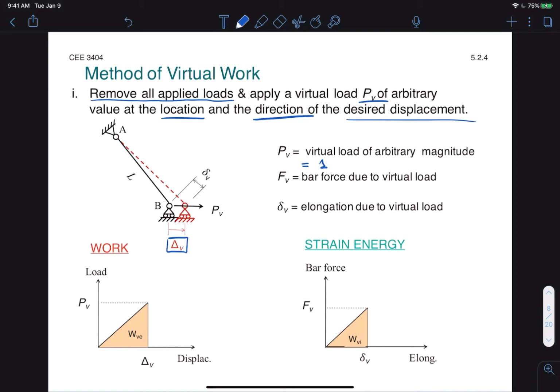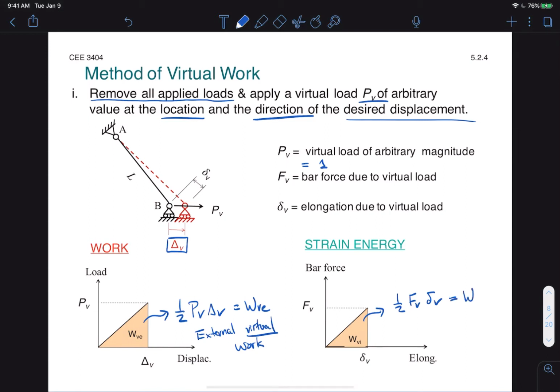Okay, so now we have a force displacement curve, P sub V versus delta sub V, but it's still a triangular shape. So that area there is 1/2 P sub V times delta sub V, and this we denote as W sub VE for external virtual work. Notice that V now denotes the virtual system, and similar thing on the other side, the area under the curve is equal to 1/2 F sub V times little delta sub V, and that we denote as W sub VI for internal virtual work. And again, due to conservation of energy, we know that the external virtual work and the internal virtual work are equal.